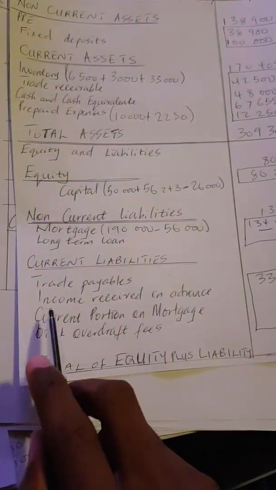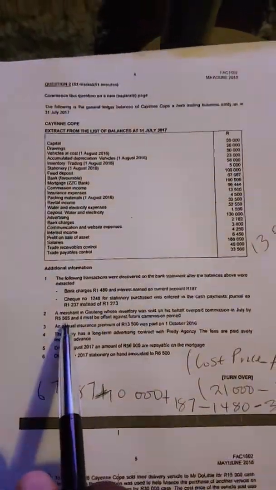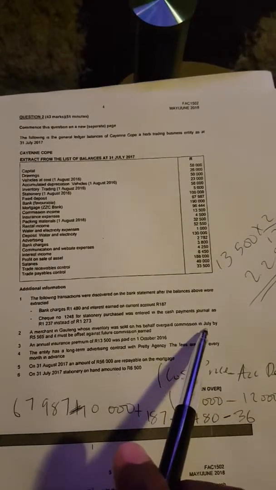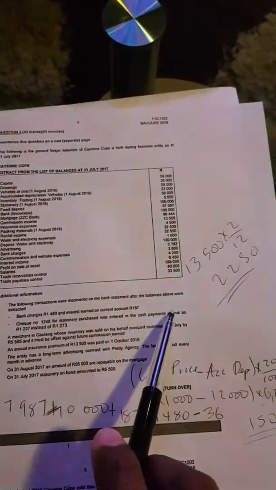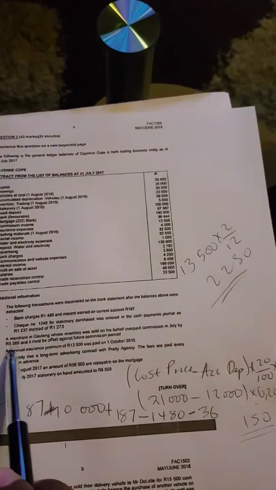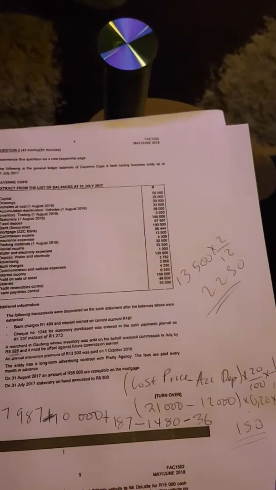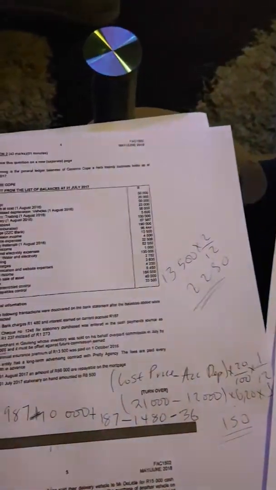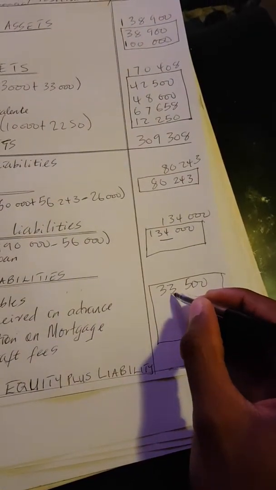And then we also have the income that is received in advance. Income received in advance is an example of current liabilities. So do we have income that has been received in advance here? A merchandiser in Houghton whose inventory was sold on his behalf overpaid commission in July by 5,565, and it must be offset against the future commission earned. So this person overpaid, which means you received an income in advance. He overpaid by this amount, and it must be offset against the future commission earned. So 5,565 is an income received in advance.